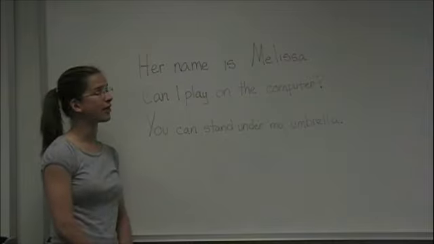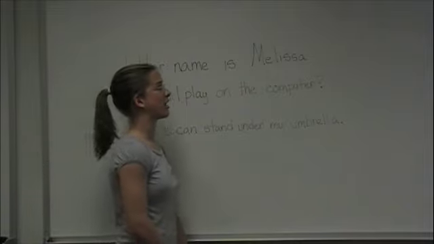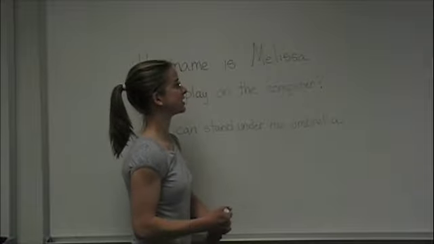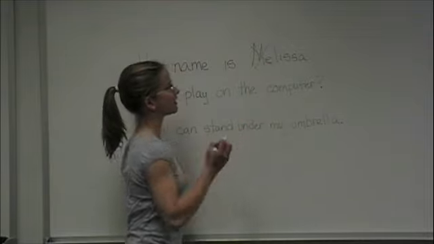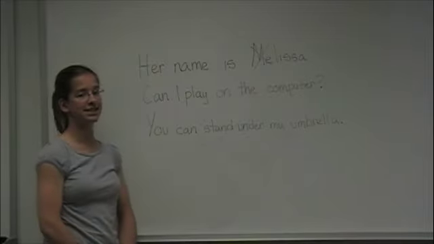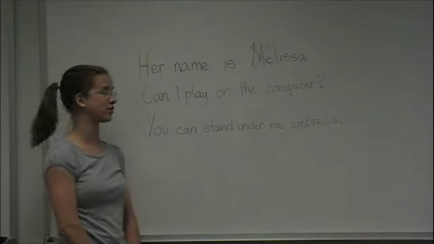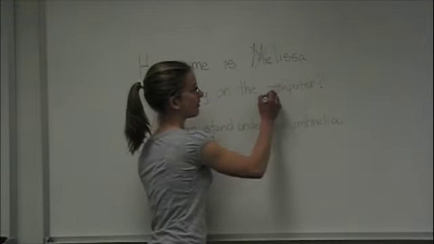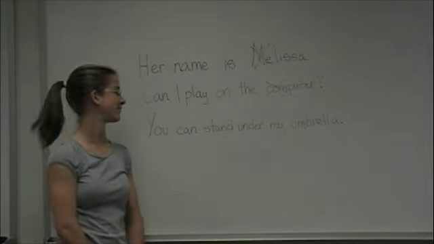In the first example, her name is Melissa. Melissa is the multisyllabic word with a weak, strong, strong syllable pattern. For this, the child would omit the first syllable and pronounce the sentence, her name is Lissa. In the second sentence, can I play on the computer? The word computer also has a weak, strong, strong syllable pattern. The child would omit the cum and pronounce the sentence, can I play on the pewter?